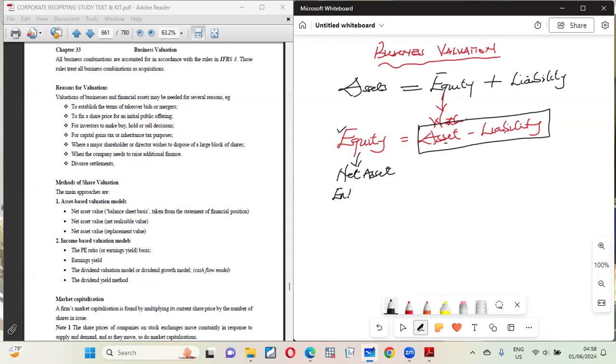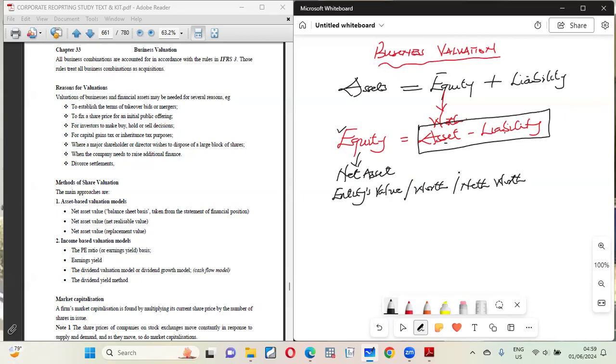The entity's value. Or the entity's net worth. Worth or net worth. So your focus in business valuation, therefore, should be on equity. So that is the idea.